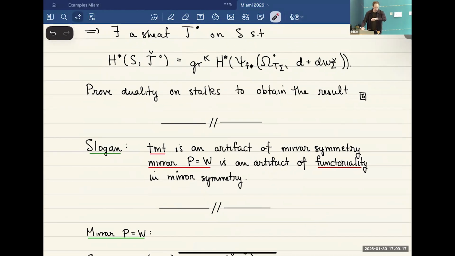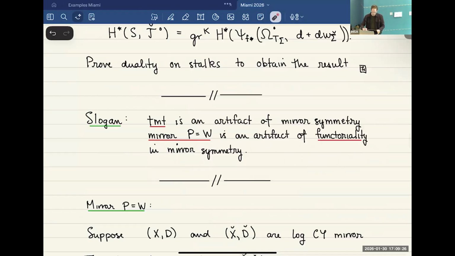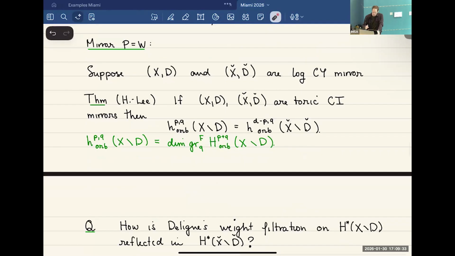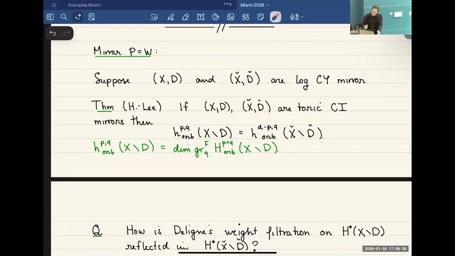Okay, so I mentioned that I would try to talk about mirror P equals W as well. So the idea, okay, maybe I'll start with this statement here. So another consequence of this theorem is that if I have two log-Calabi-Yau mirror pairs, so the construction of Batyrev-Borisov can be extended fairly trivially to give you mirror pairs of log-Calabi-Yau varieties or perspective mirror pairs of log-Calabi-Yau varieties.